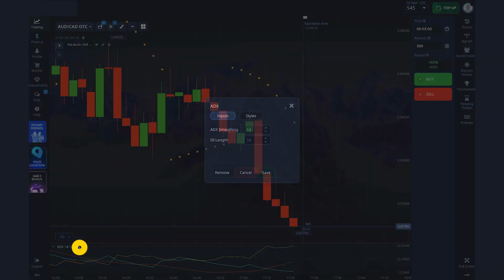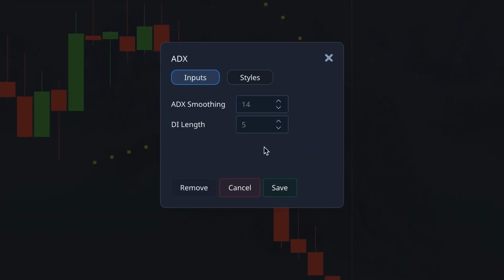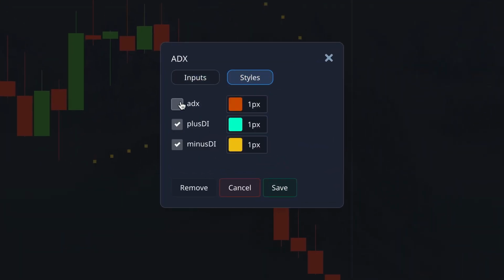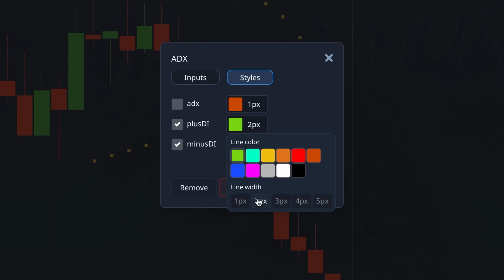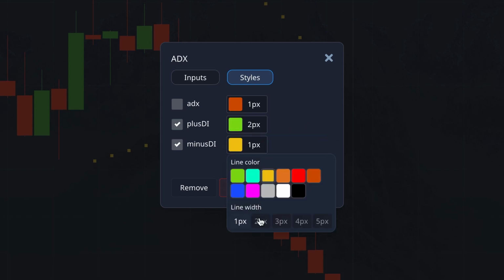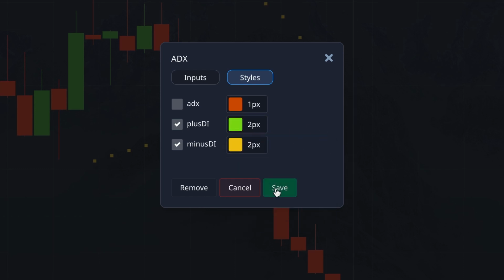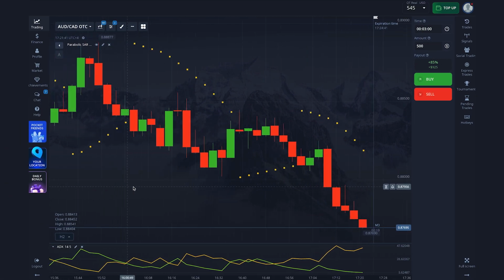Let's set up ADX. Set DI length to 5. Go to Style. Turn off ADX. Set plus DI to green and set the width to 2. Set minus DI to a width of 2. Save. The indicators are ready to go.